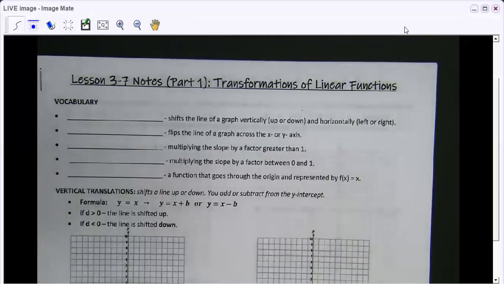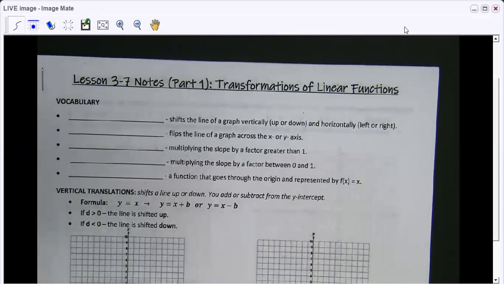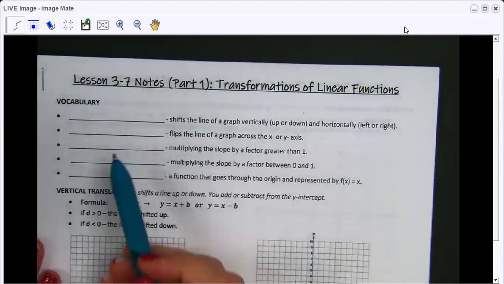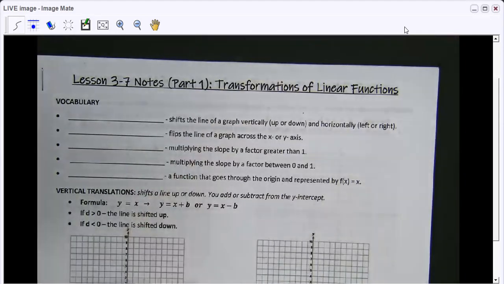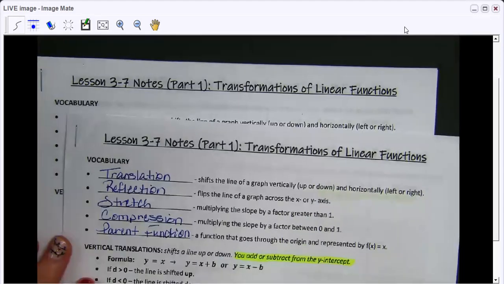Okay, so this lesson is 3-7, and lesson 3-7 is broken up into two parts. It's all about transformations of linear functions. So taking a line on a graph and moving it, whether you're shifting it up, down, left, right, reflecting it, or compressing and stretching it. So our vocabulary for this part is right here.